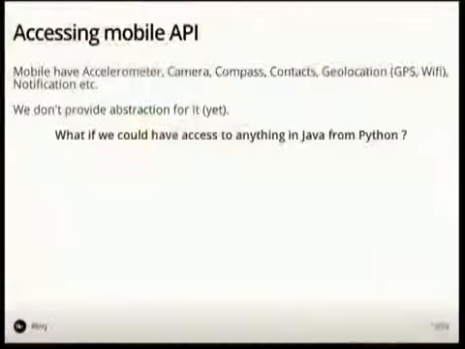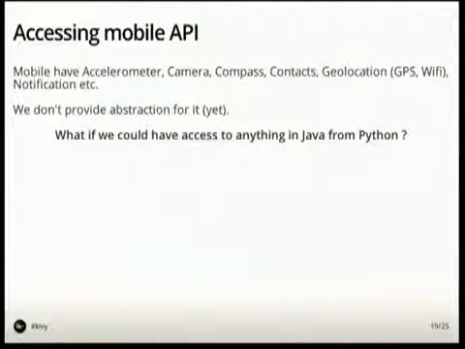On iOS, all the API is in Objective-C. We are in Python. How can we do it? On other toolkits, they do an abstraction for that. But right now, we don't do anything for that. We think more about a generic way to approach this problem.